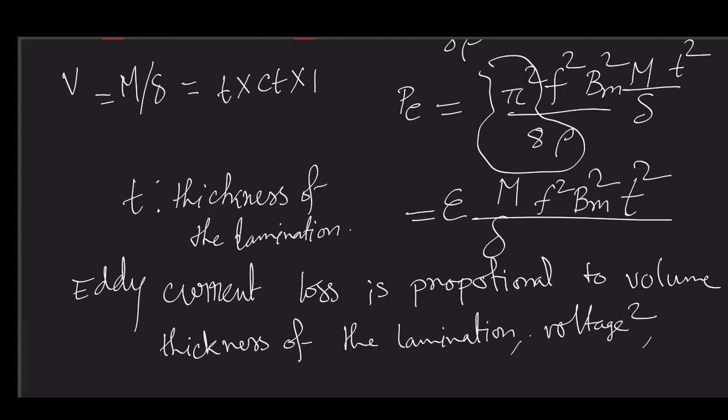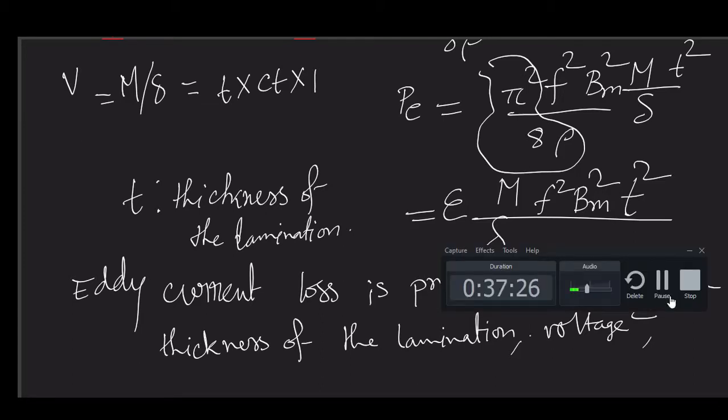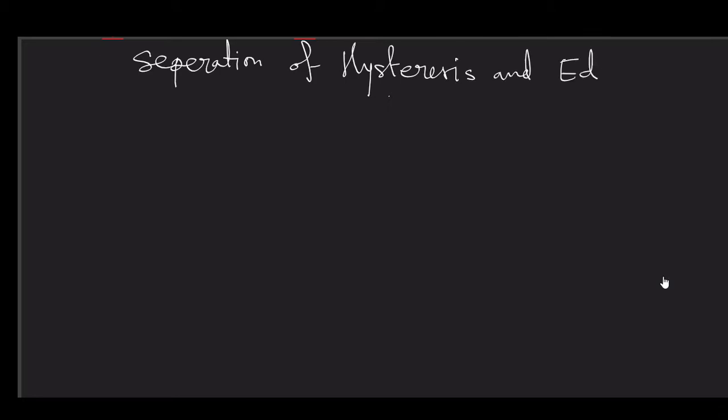Now we'll see some examples of how to separate our hysteresis loss and eddy current loss, like they are the two parts of our iron loss. Now if we write here, we will consider separation of hysteresis and eddy current loss. So total iron loss is equal to PH plus PE.